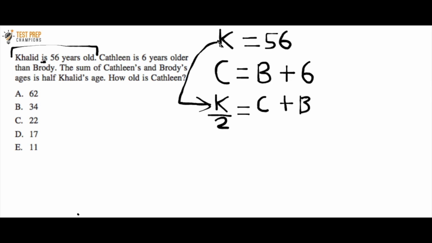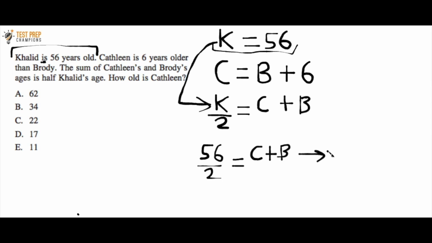But the first thing I'm going to do here is take this k equals 56, and put this 56 in place of k. So let me rewrite the third equation here. 56 divided by 2 equals c plus b. And 56 divided by 2 equals 28. So 28 equals c plus b.